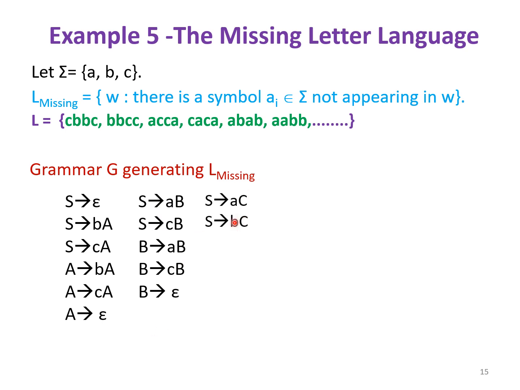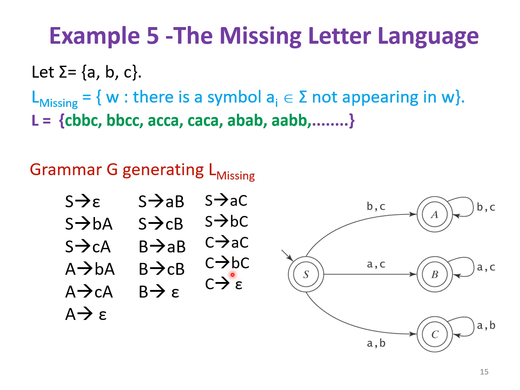Next, similarly for C missing, we go for a new non-terminal C. S tends to AC or S tends to BC. Then any combinations of A's and B's, so C tends to AC or C tends to BC, C tends to epsilon. So here in C, we don't find any rule written for input symbol C. So A is a non-terminal which generates all possible strings excluding A in it, B excluding B in it, and C excluding C in it.